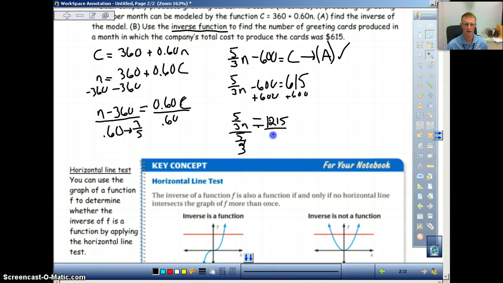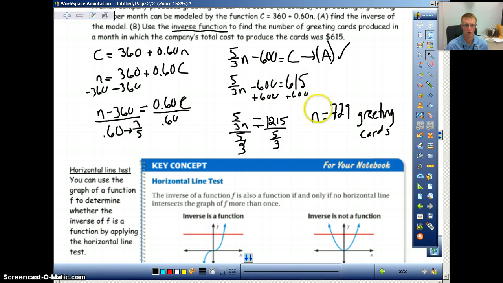Divide by 5/3. And you can use a calculator to do that if you want, and you will get n equals 729 greeting cards. You should always label a story problem with whatever your answer is. So 729 greeting cards.